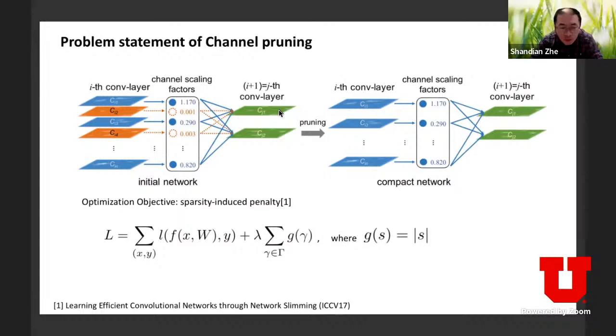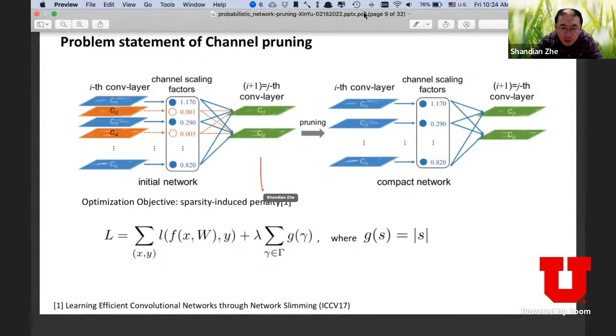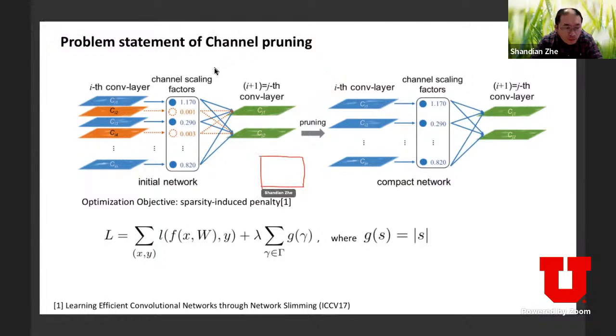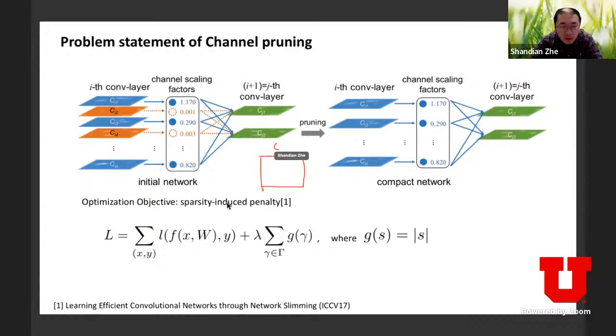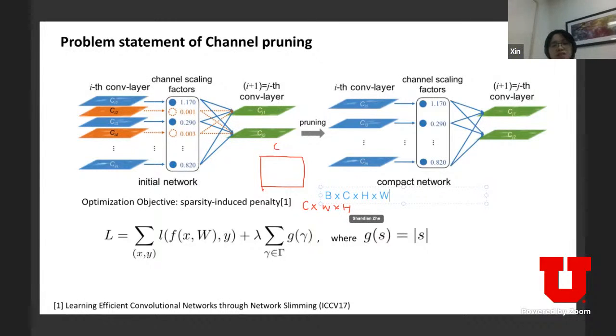Yeah, I'm curious to know because I'm not very familiar with this. For example, this is one example, which is an image, right? And then you have, for example, C convolutional kernels. I mean, you have C channels. So after your convolution, it should be something like that. It should be a tensor, right? C times W times H.